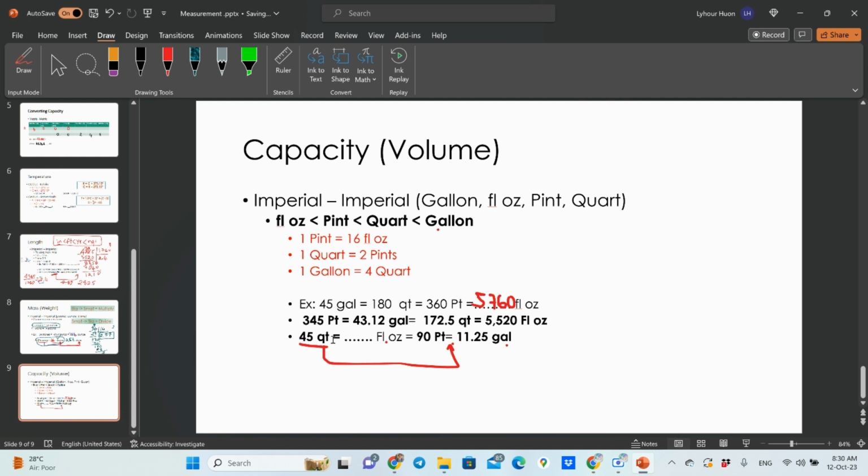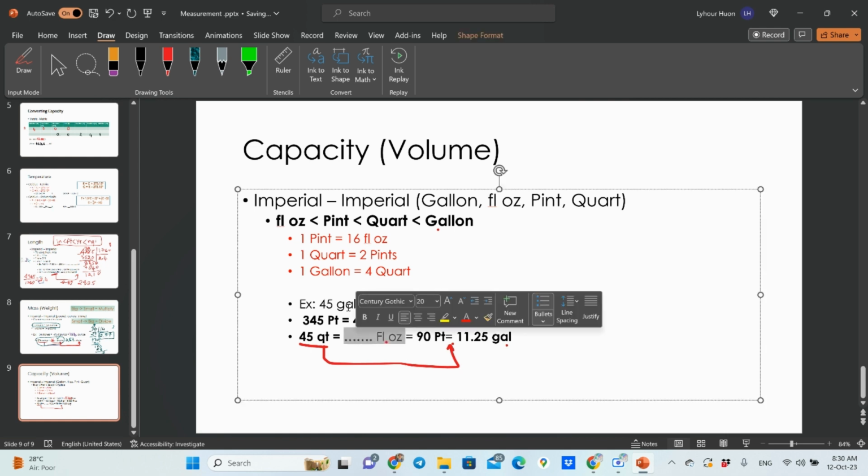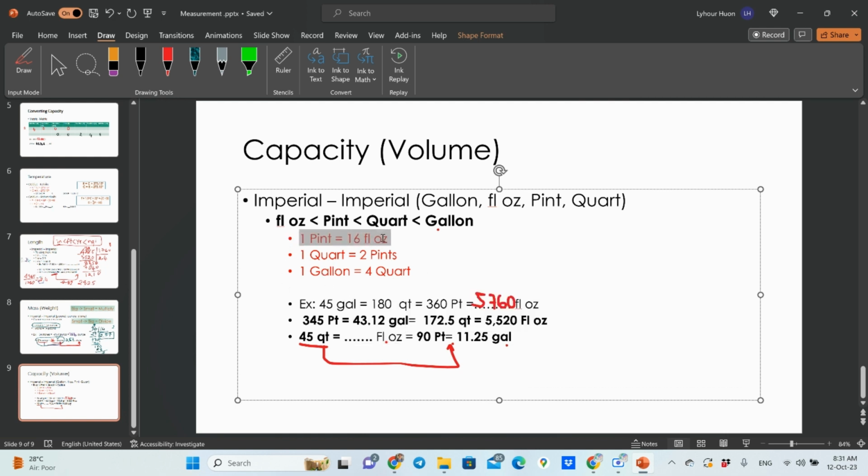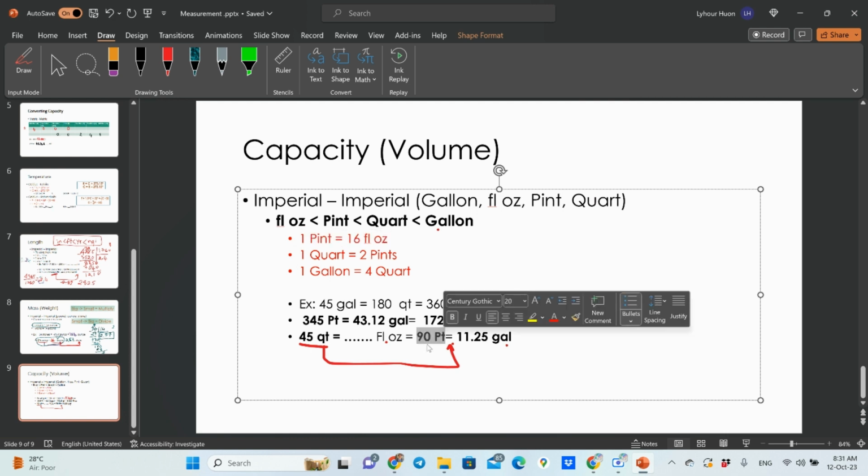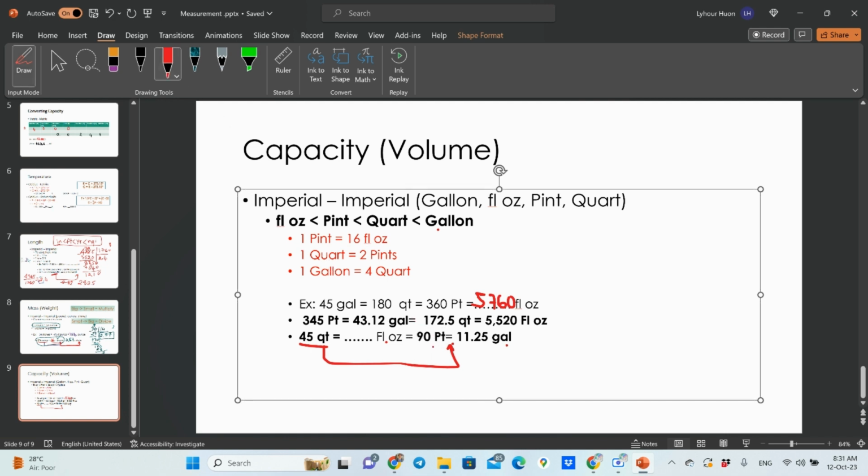Now, when we have the quarts, pints, and gallons, to convert to fluid ounces, what do we need to convert it from, or use as the reference? Pints. Yes, now we already know the pints, which is 90 pints. So to convert to fluid ounces, fluid ounce to pint. Fluid ounce is bigger, so we divide.